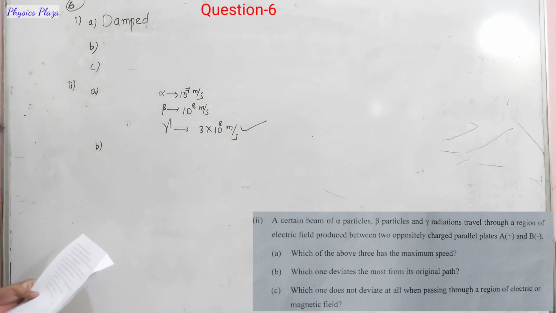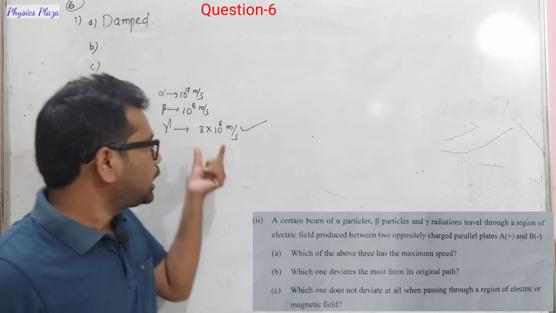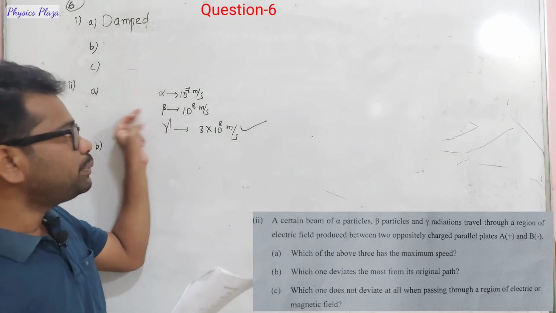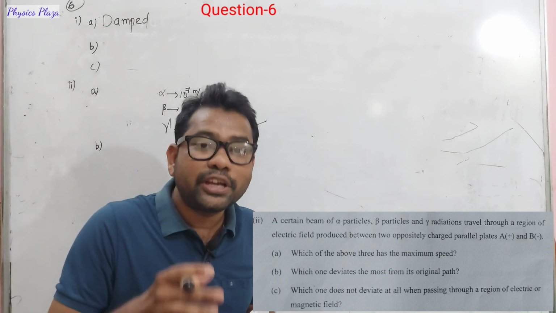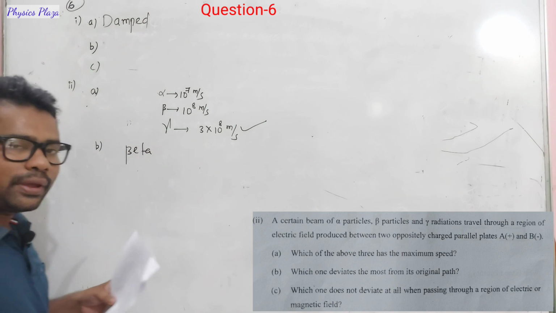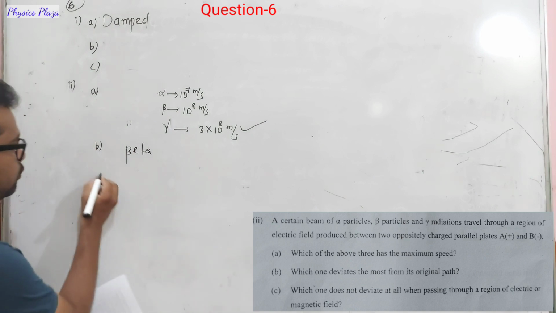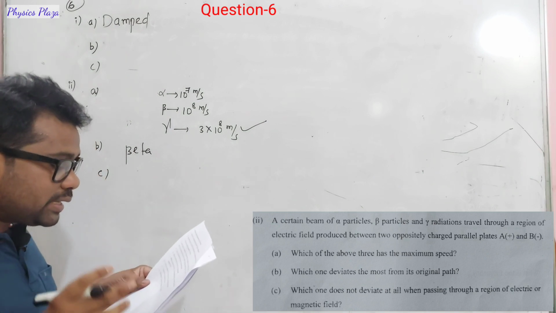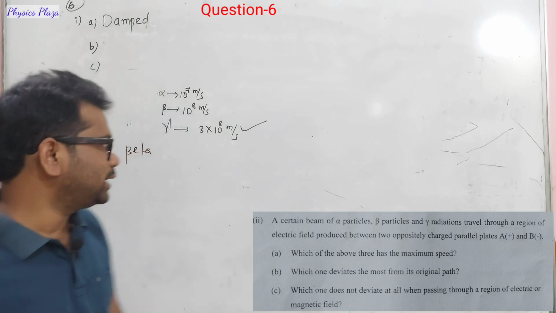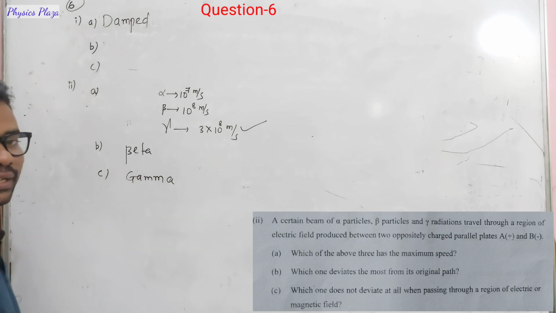Now question B: which one deviates the most from its original path? First of all, dear children, gamma does not deviate because it is electrically neutral. Coming to alpha and beta, children, here beta will deviate more. It's very important. Beta will deviate more. Why, dear children? Because of its least mass. Okay, fine. Now question C: which one does not deviate at all when passing through a region of electric or magnetic field? Of course, it is gamma only. Why? Because it's electrically neutral. That's it.